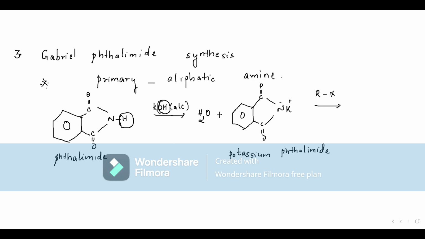Potassium phthalimide is then treated with RX, whichever alkyl group you want to see in your amine. I repeat, whichever R group you want to see in your amine, methyl or ethyl, select RX accordingly. Now, K plus is there, isn't it? And the X minus gives KX, and you will be getting your phthalimide now with a slight change.